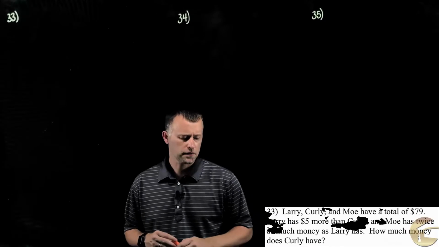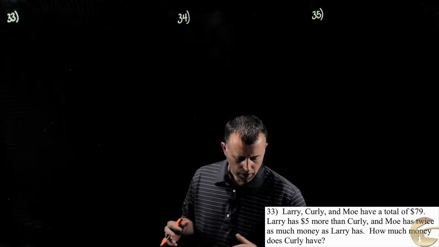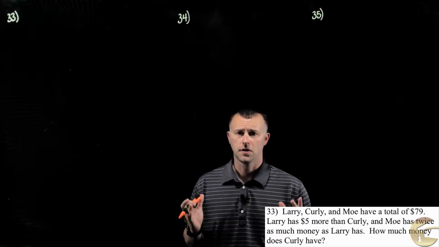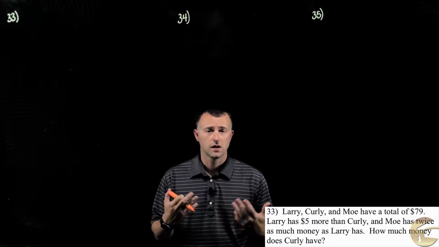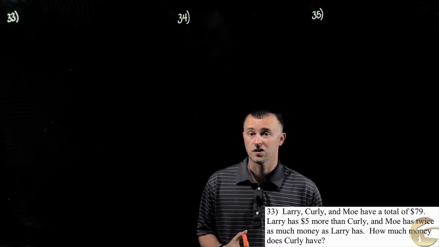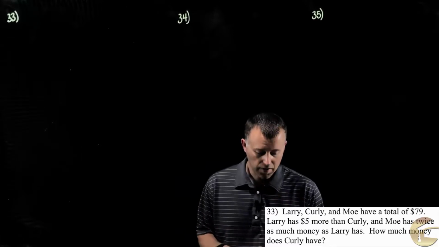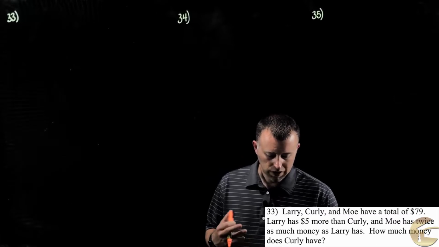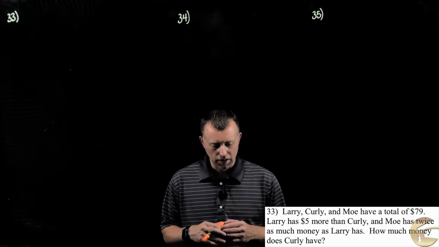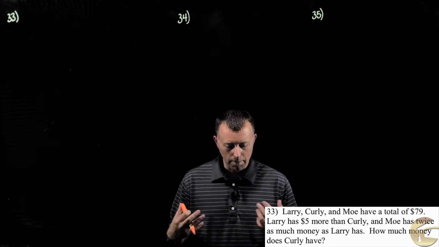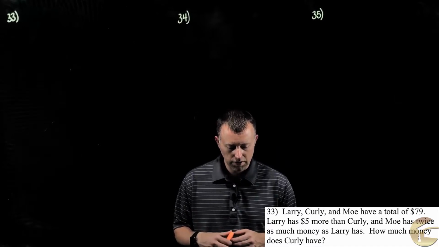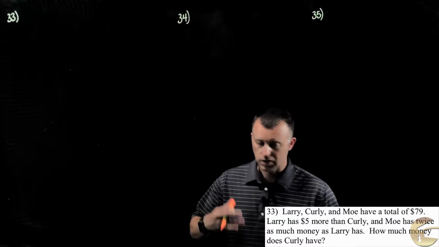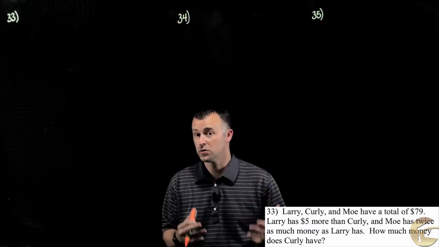All right, starting off here, number 33 says Larry, Curly, and Mo have a total of $79. Now, right off the bat, when you see that, more than likely, if you're doing a system of equations, that's a quantity. They're telling you how much they have, even though it is talking about money. And then they start giving you relationships. So here they say Larry has $5 more than Curly. Mo has twice as much as Larry has. And then they want you to solve for C, because that's what I want to call Curly. So this is a system of equations. They're actually giving you 3 equations here.